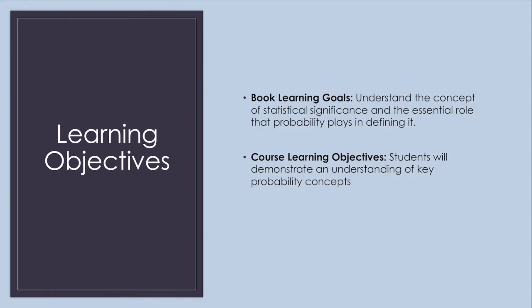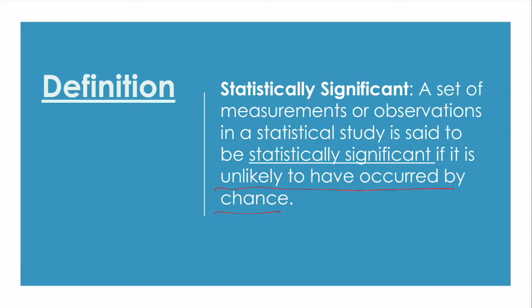Statistically significant. A set of measurements or observations in a statistical study is said to be statistically significant if it is unlikely to have occurred by chance. Something is statistically significant if it's unlikely to have occurred by chance. There has to be a cause.